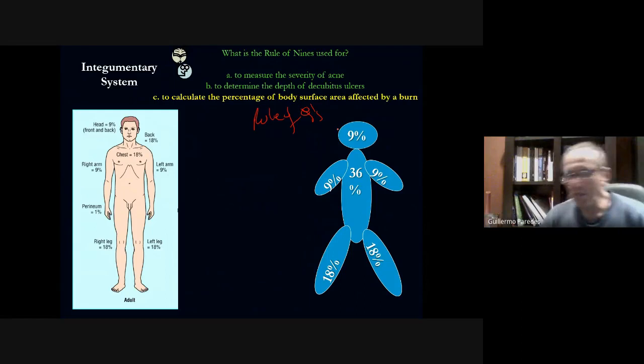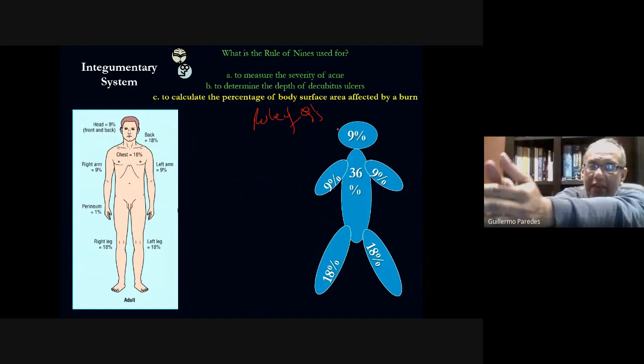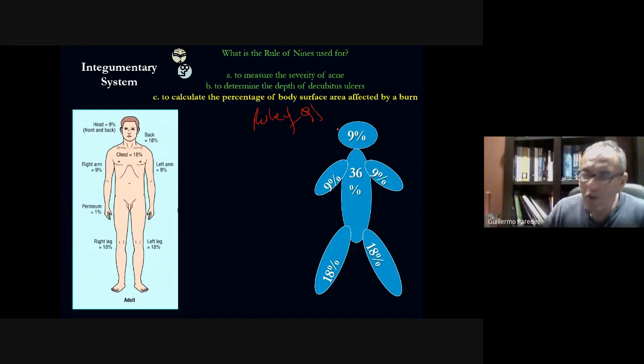Now, put two arms like this together, and that is going to give you the area of your lower extremities. So one lower extremity is the area of the two upper extremities. So we have 18 and 18: 9 anteriorly and 9 posteriorly in each lower extremity. We okay with that?